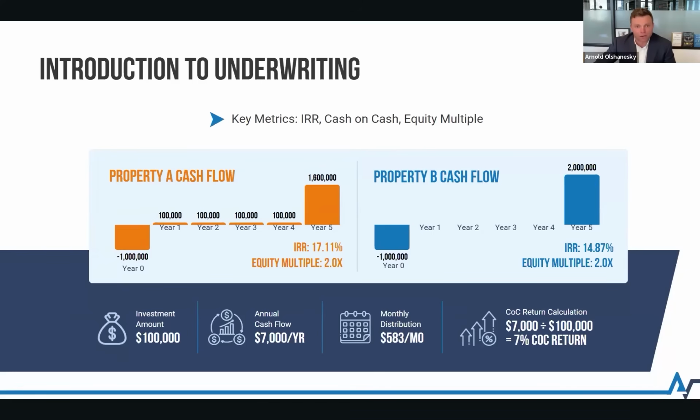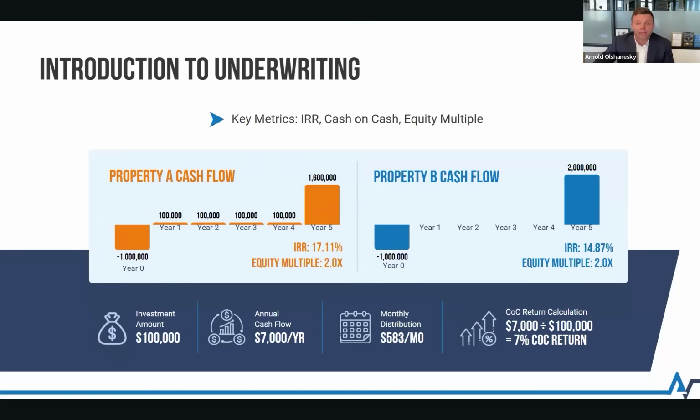The property is getting back $100,000 every year on year one, on year two, year three, year four, and then $1.6 million on year five. However, on property B, as you can see, there are no distributions in years 1, 2, 3, 4, and just everything comes back all at once.